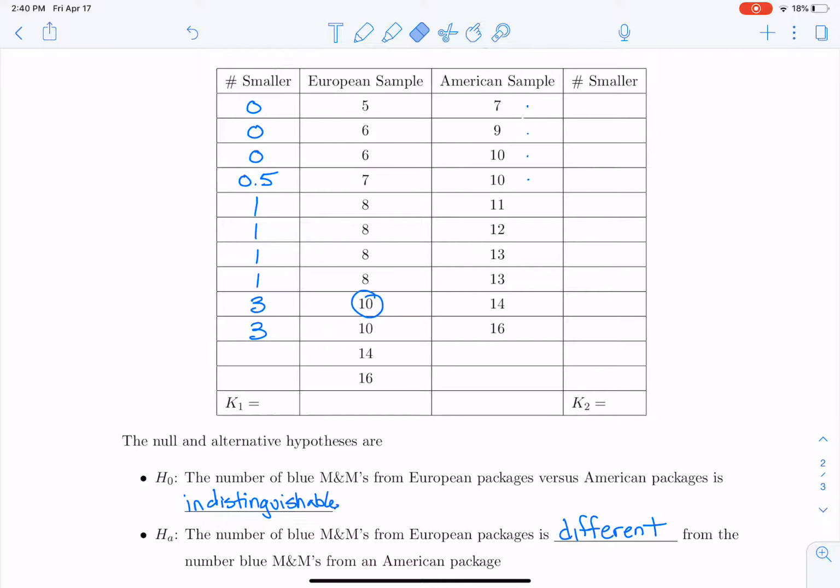And then I will look at the sample that had 14 M&Ms, and I will now count how many are smaller on the American side. So here we have 1, 2, 3, 4, 5, 6, 7, 8, and then a half. So I'll count 8.5. Then for 16, I can count again 1, 2, 3, 4, 5, 6, 7, 8, 9, and then there's a tie there, so I will call that 9.5.